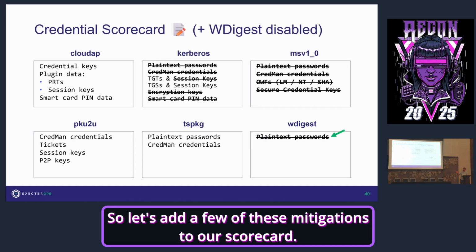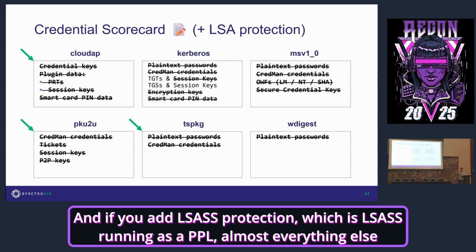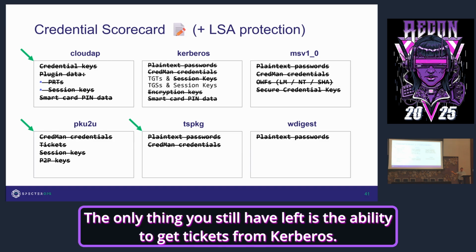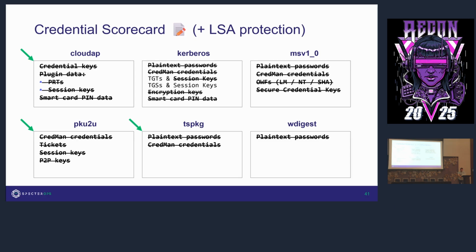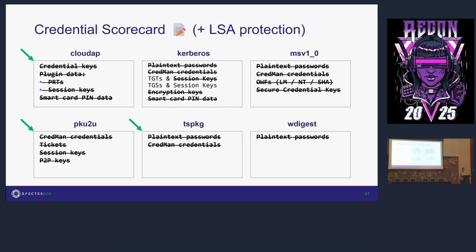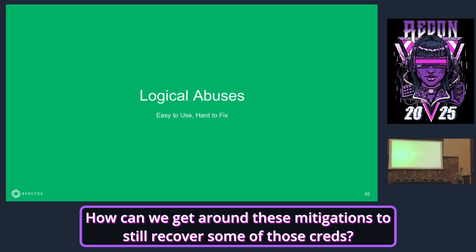So let's add a few of these mitigations to our scorecard. If we disable WDigest, of course, that package goes away. And if you add LSASS protection, which is LSASS running as a PPL, almost everything else goes away. The only thing you still have left is the ability to get tickets from Kerberos. And if it's a TGS, you can get the session key. But again, CredGuard will block you getting a session key for a TGT, which will prevent you from using a TGT. Now, the last section. How can we get around these mitigations to still recover some of those creds?